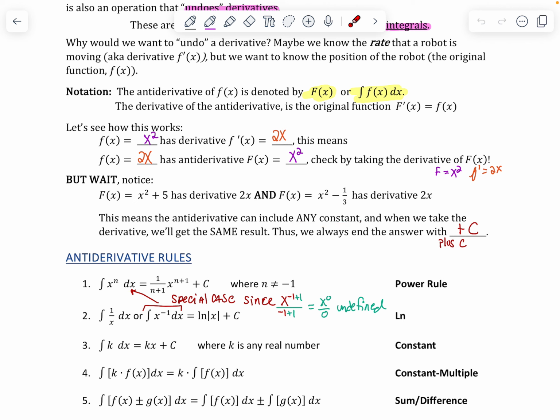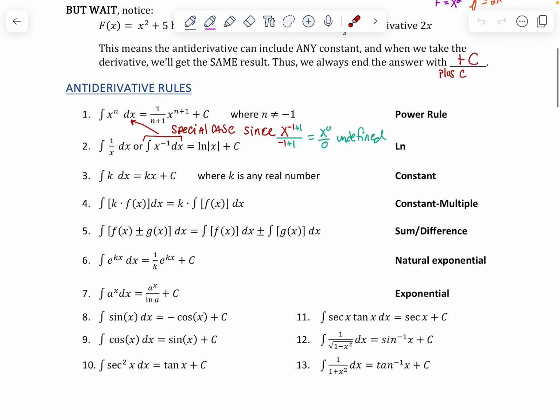This means there could have been any constant when we find an antiderivative, and we don't necessarily know. Was it a plus 5? Was it a minus 1/3? So to be a little bit more generic, we just write plus c at the end. For example, look at all of these antiderivative rules, which we could figure out ourselves, but we'll go ahead and just start with a rule.